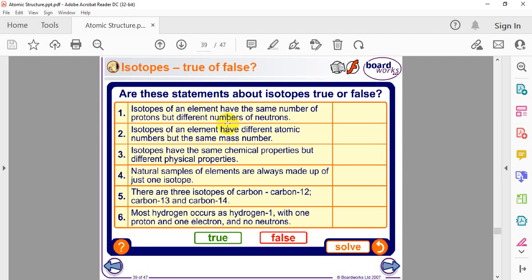Isotopes have the same chemical properties but different physical properties. It is true. Natural samples of elements are always made up of just one isotope. It's false. There are 3 isotopes of carbon: carbon 12, carbon 13, carbon 14. True. Most hydrogen occurs as hydrogen 1 with 1 proton and 1 electron and no neutrons. It's true.